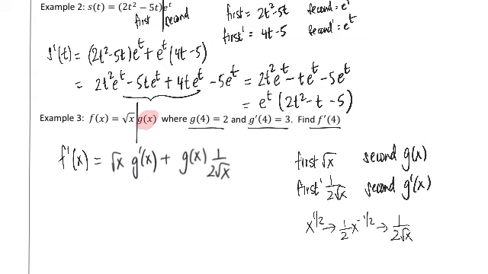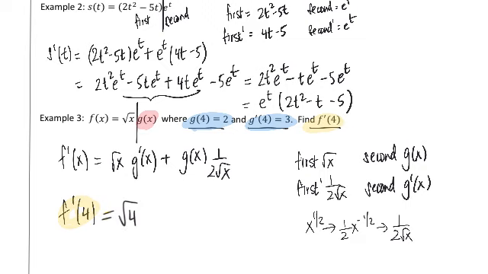And now look at what we've been given and see what we can do with that. We've been given that g of 4 is 2 and g prime of 4 is 3. So if I say f prime of 4, which is what I'm trying to find, I can just put the numbers in and go, okay, looks like I have everything I need.